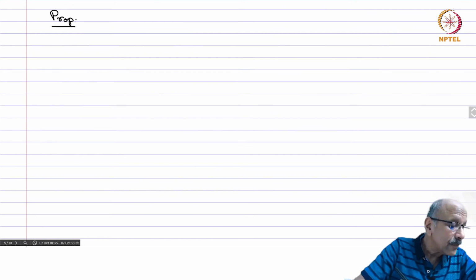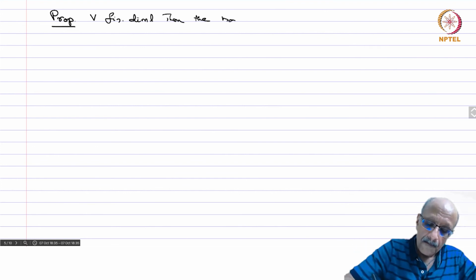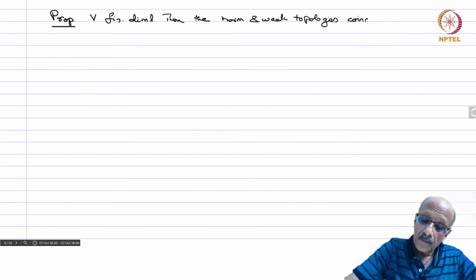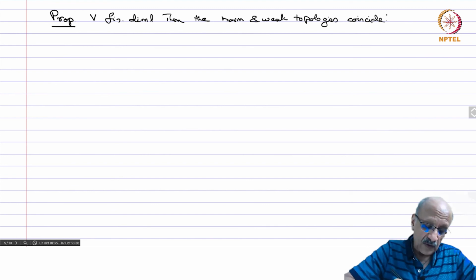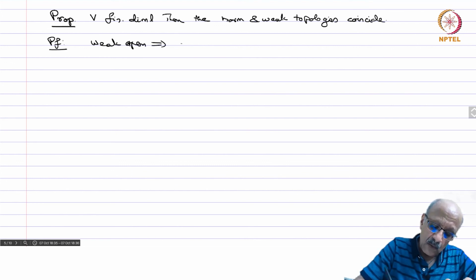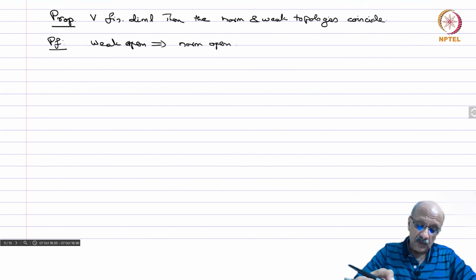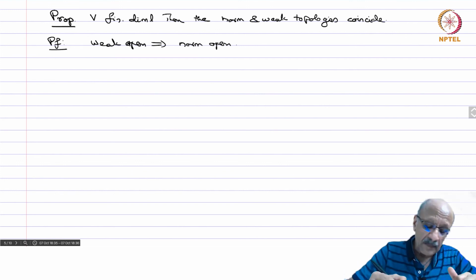Proposition: V finite dimensional, then the norm and weak topologies coincide. So there is no difference. So if anything is interesting, it is only in infinite dimensions. Okay. So proof. Okay, so weak topology, weakly open implies norm open, because the norm topology is much bigger, weak topology is a smaller topology. So every element of the weak topology is a member of the norm topology.